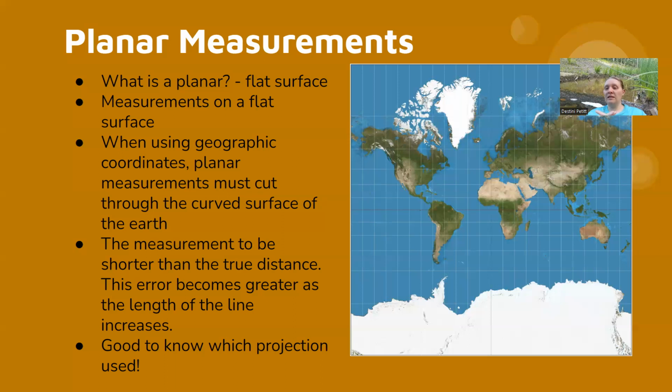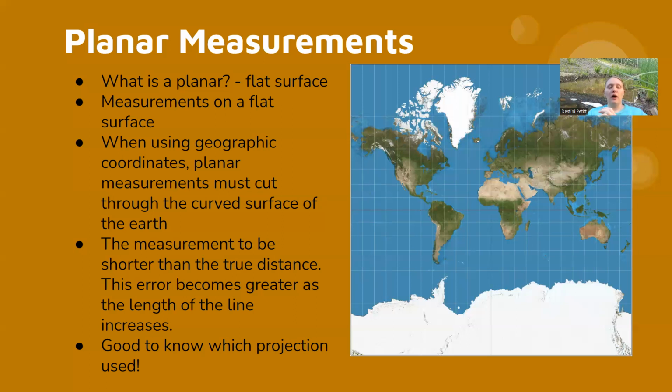And we see that measurement error becomes greater as the length of the line increases, right? So if we were measuring between like Brevard and Charlotte on this map, that distance would have a smaller error than if we were measuring between Brevard and Los Angeles, California, right? Because Brevard and Charlotte are a lot closer together. And so the curvature of the Earth doesn't affect it as much as the curvature from Brevard to Los Angeles.